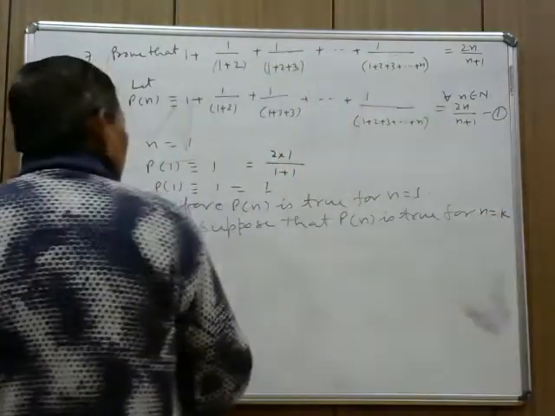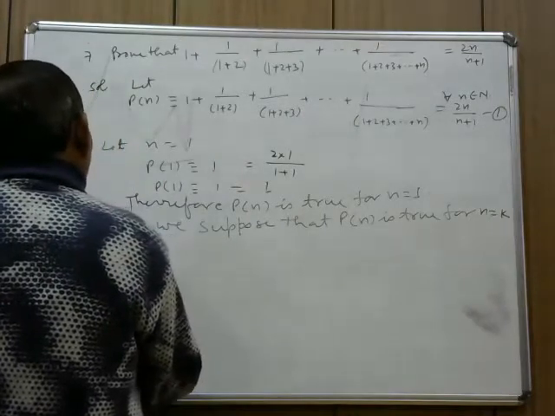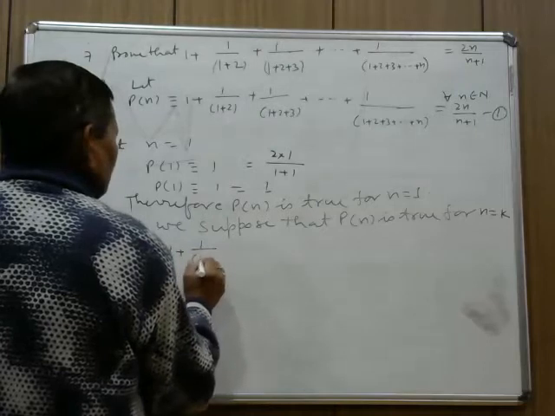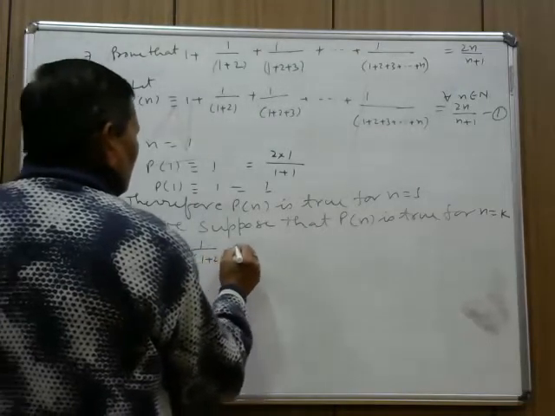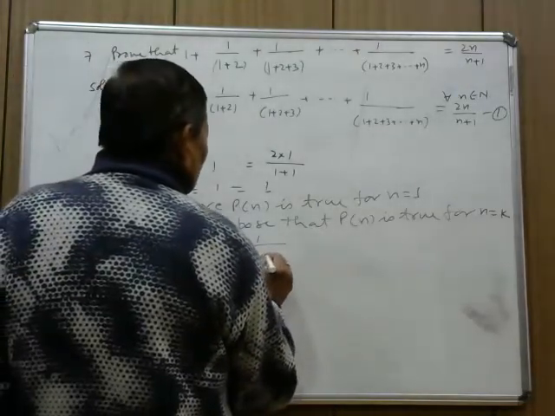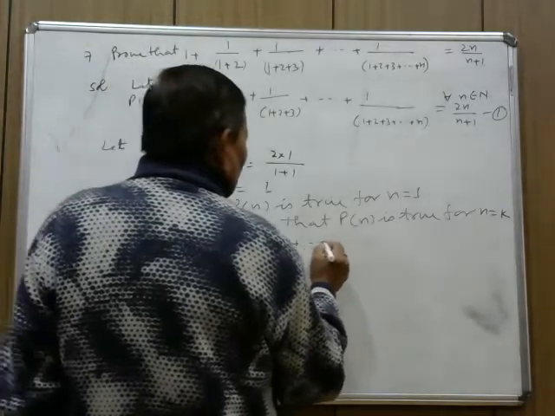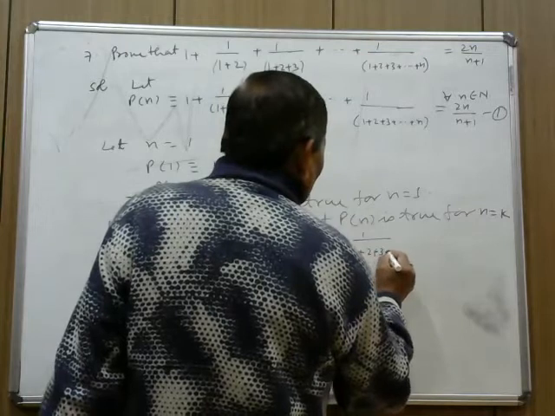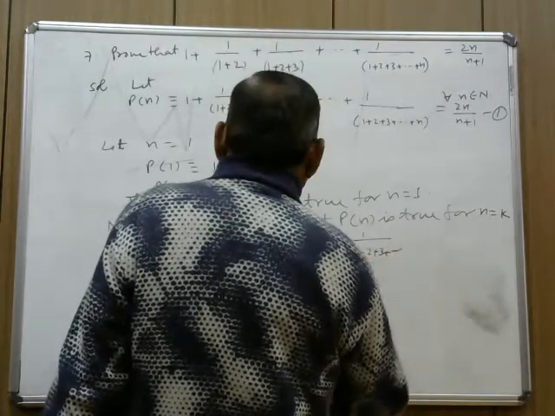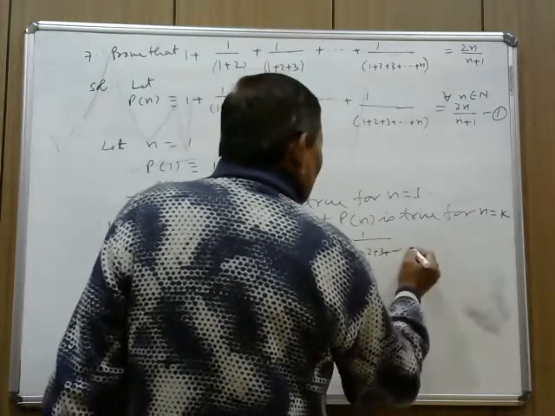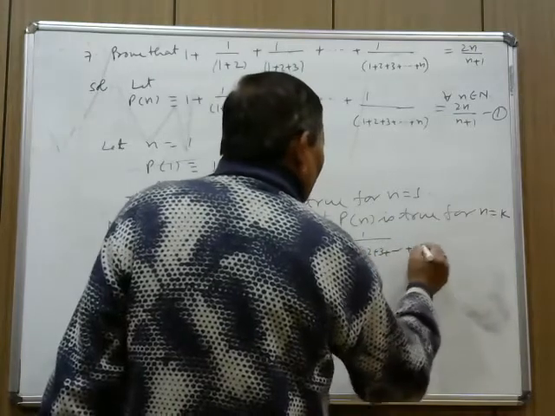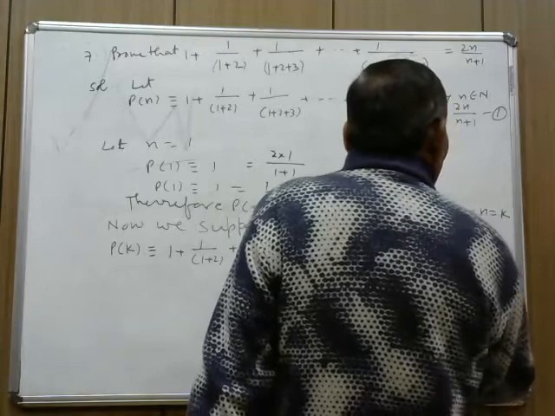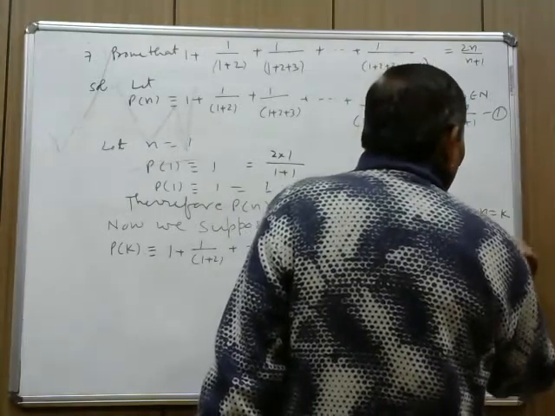So you can write P of k is equal to 1 plus 1 upon 1 plus 2, plus 1 upon 1 plus 2 plus 3, plus and so on, plus 1 upon 1 plus 2 plus 3 plus and so on plus k, that is equal to 2k upon k plus 1. This is 2.